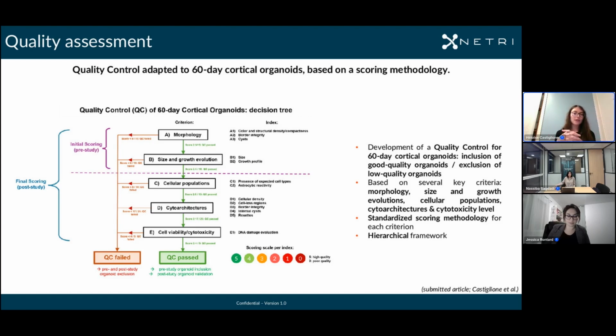So by permitting an objective and reproducible quality assessment, this quality control opens the way for improved consistency and comparability of results in the field of cerebral organoids.